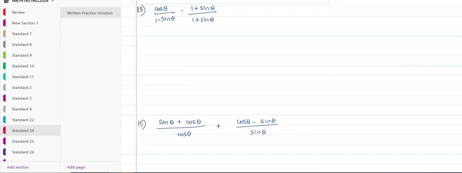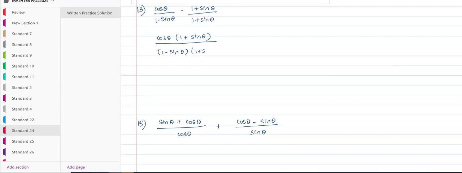Here we just want to multiply and simplify. So here, let me see what I'm going to do. I'm going to multiply the numerator with numerator, denominator with denominator.